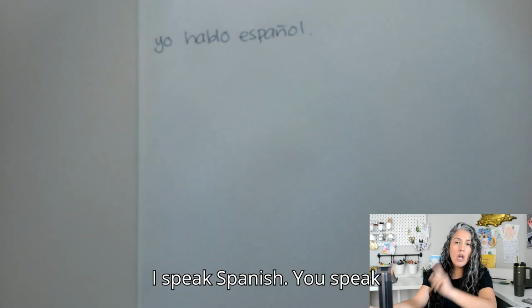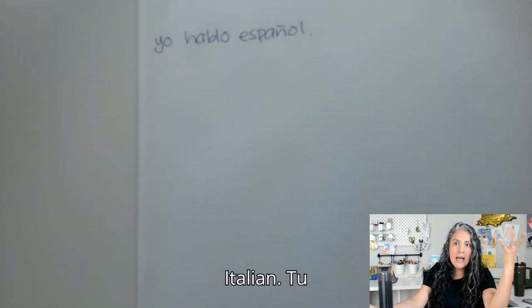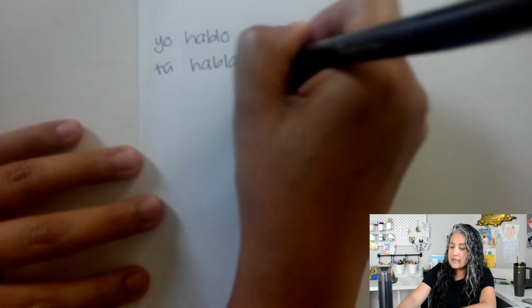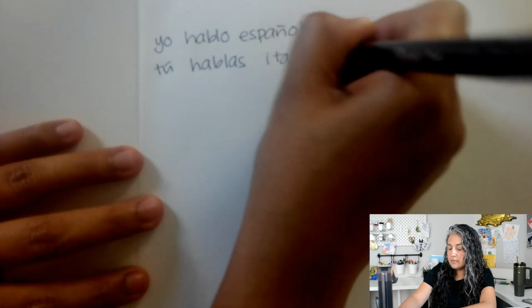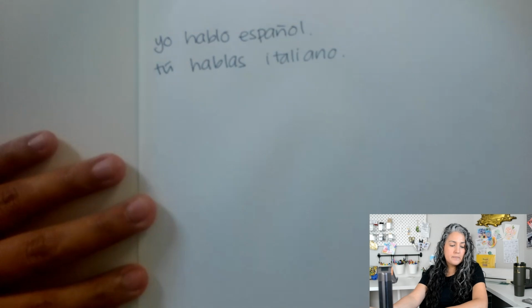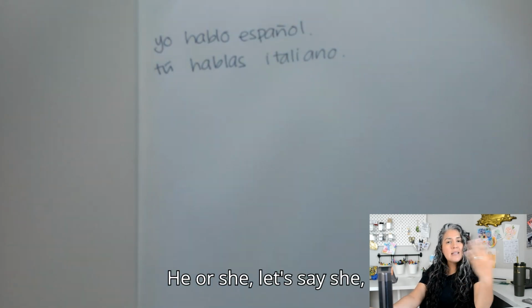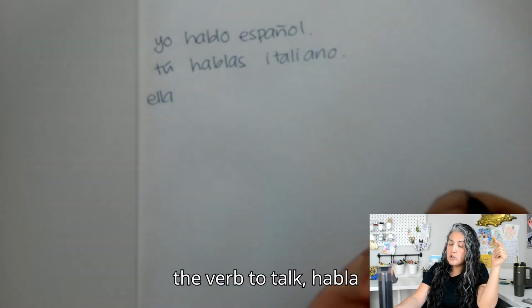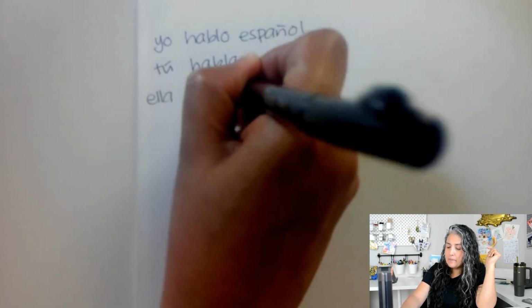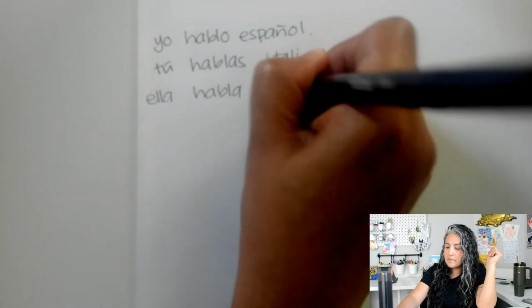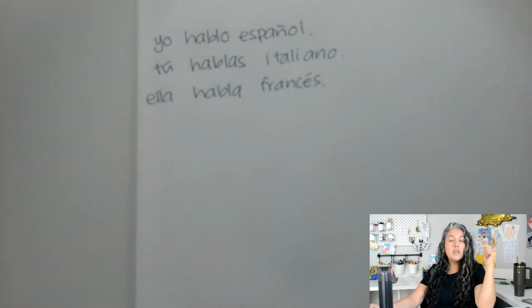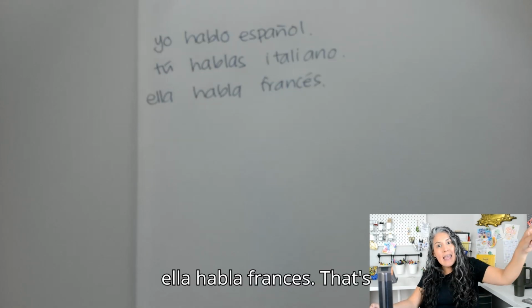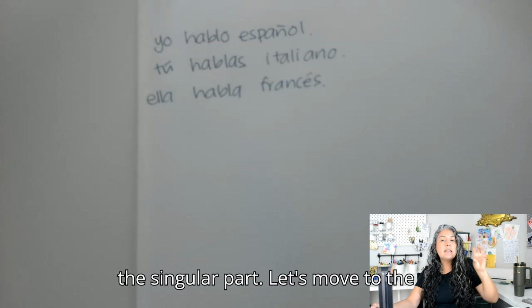I speak Spanish. You speak Italian. Tú hablas italiano. You speak Italian. He or she, let's say she, speaks French. Ella. The verb to talk, habla francés. Yo hablo español. Tú hablas italiano. Ella habla francés. That's the singular part.